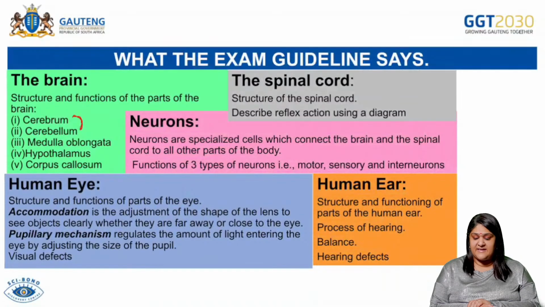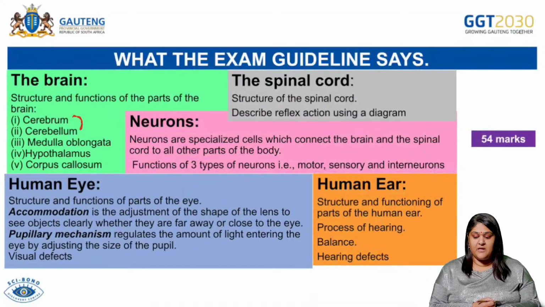Then you've got the human ear. You need to know the structure and function of parts of the human ear, the process of hearing, balance, and hearing defects. Now, grade 12s, the best part, as you can see, all of these structures here are organs and different structures. The best way to study these is with diagrams. So at the back of your guide, you will find blank diagrams there that you can label and annotate so that you can have structure and function, and then it's an easy document for you to study from.